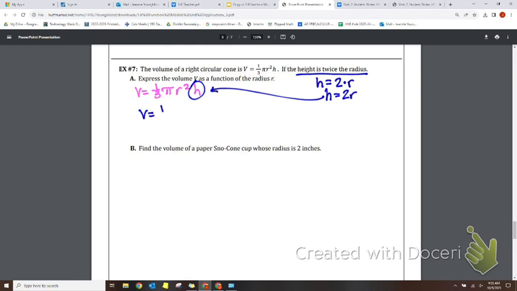So we got V is equal to 1/3 pi r squared, and we know h is equal to 2r, so substitute it in. So V equals, I'm going to multiply my numbers. I have 1/3 times 2, which is 2/3 pi, and then I have r squared times r, which is r cubed.